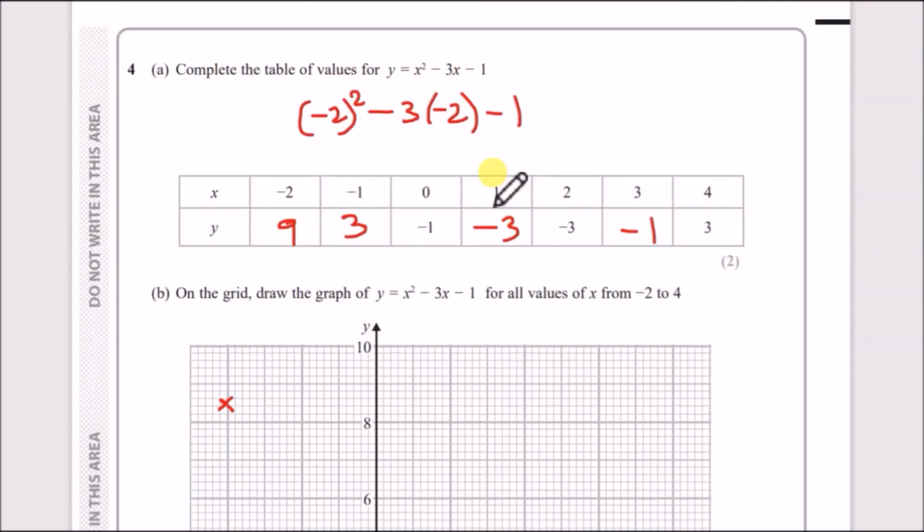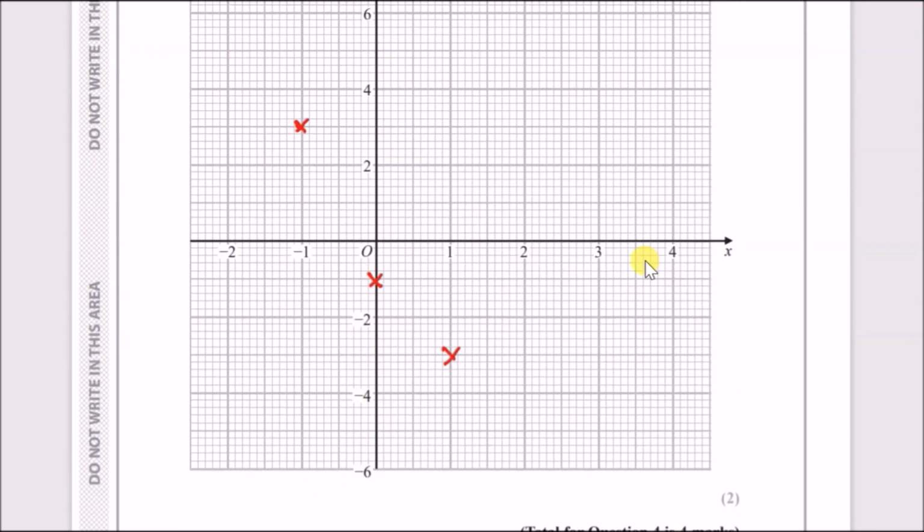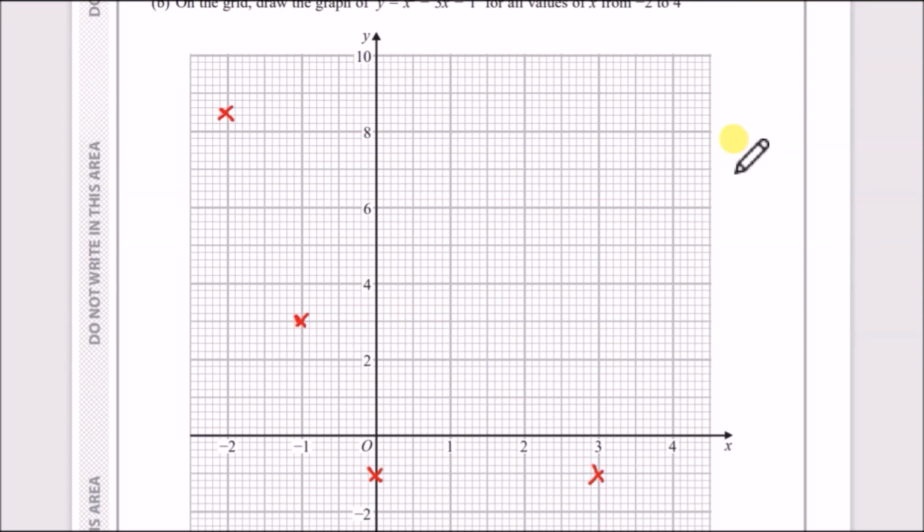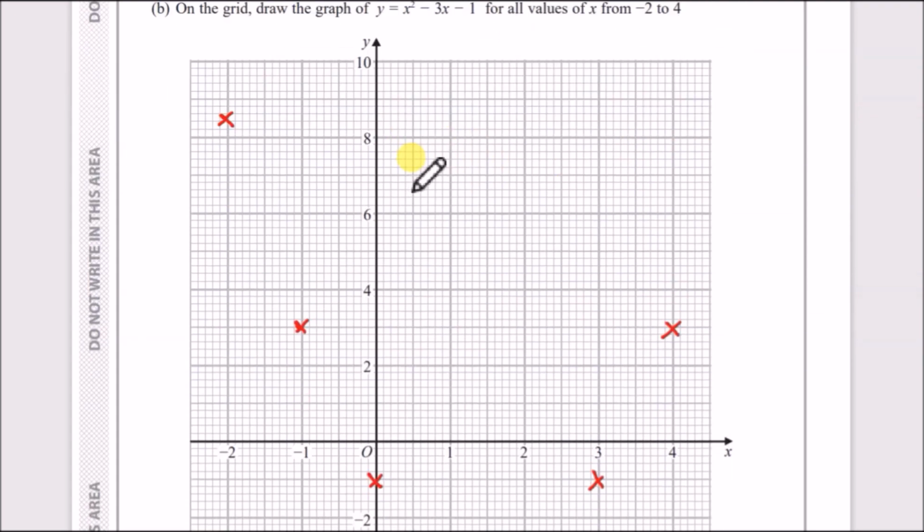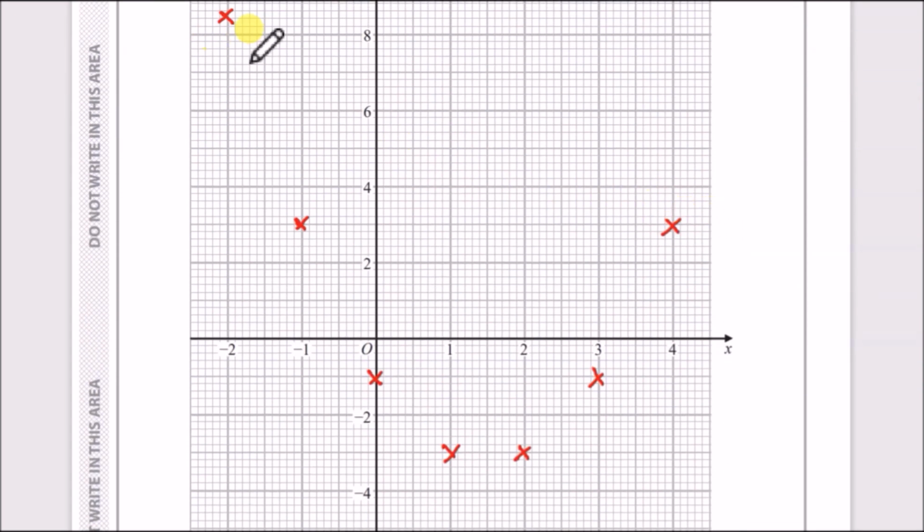And I think it starts showing up soon. Yep, 2 is also minus 3. So move across, minus 3. Next one would be 3 and minus 1, so over here. Next one is 4 and 3, so here. And yeah, now I believe you just connect them, because it's a U-shaped graph.